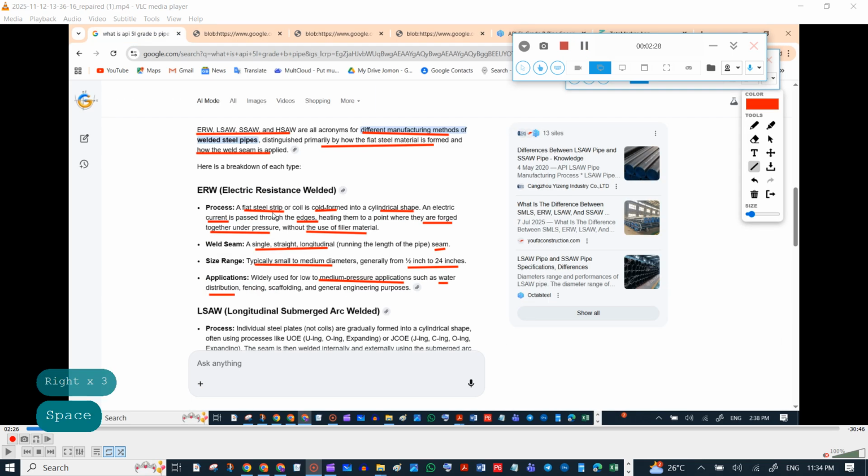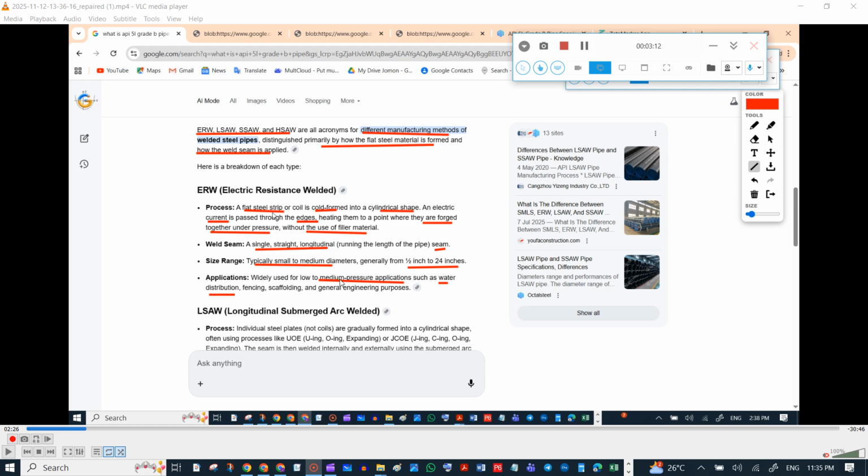Now we discuss the electric resistance welding method, which we are using in the manufacturing process. For that, a flat steel strip or coil is formed into a cylindrical shape, and the electric current passes through the edges. It heats these edges to a point that they are forged together under pressure without any filler material. So the weld seam will be a single straight longitudinal seam, and the size range will be small to medium diameters from half inch to 24 inches.